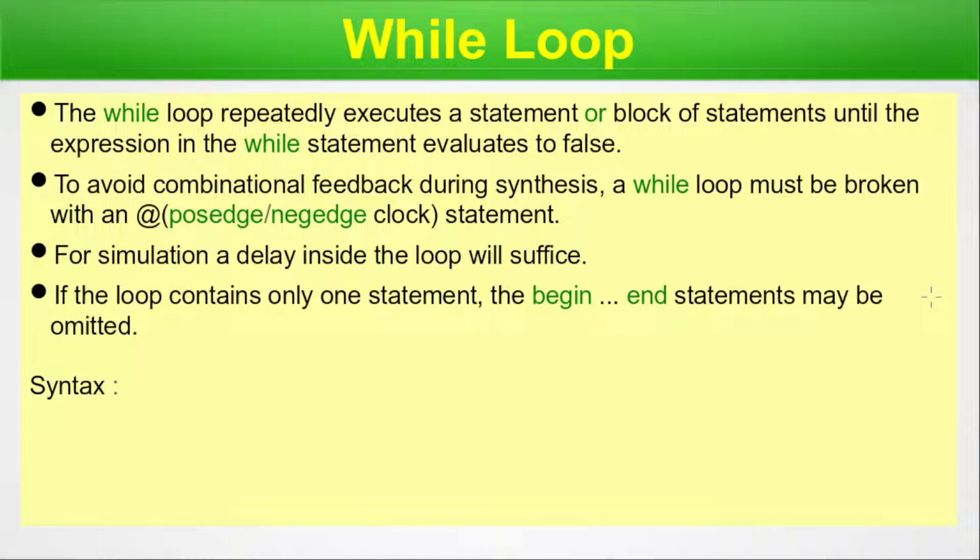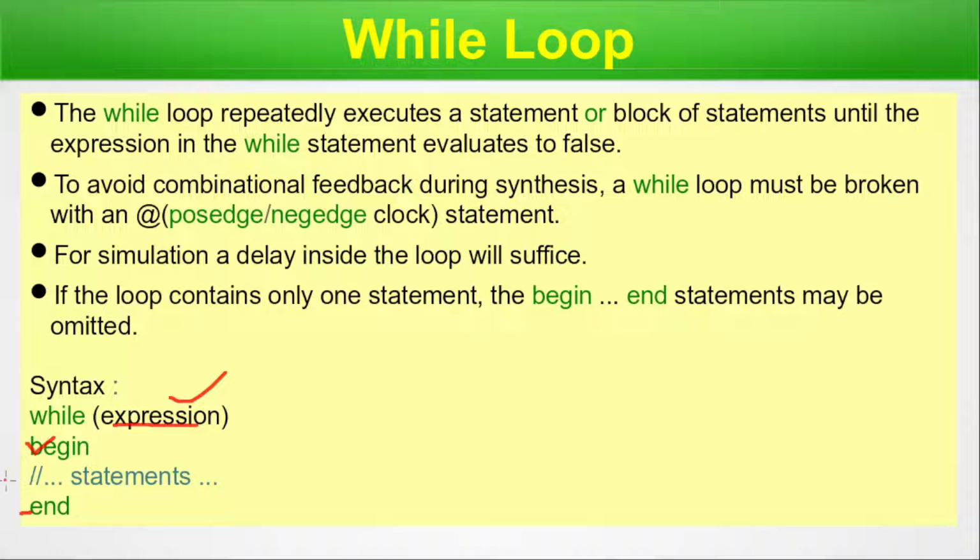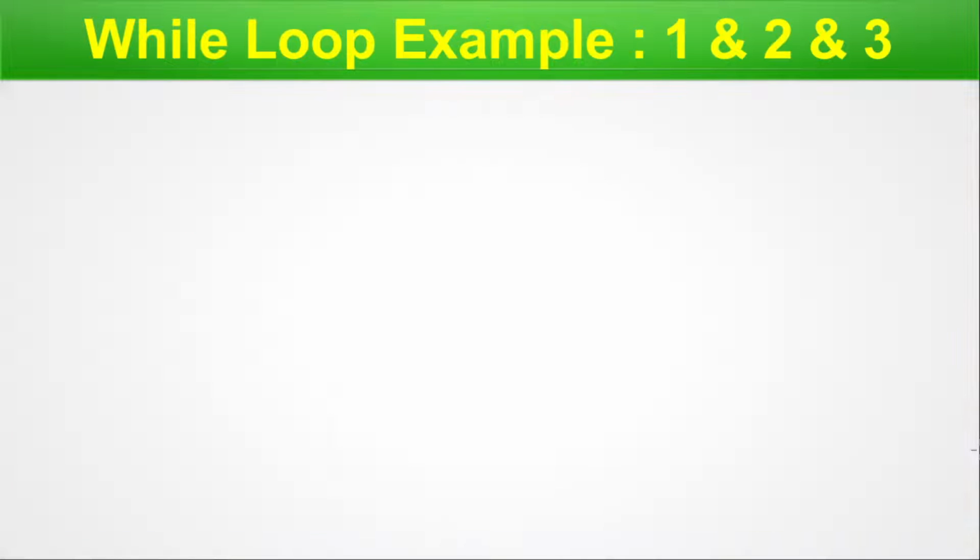Here we will see the syntax. The syntax is while, followed by an expression, which has to be true. Then we have begin and the statements which will be executed inside the while loop, and we end it. This begin and end ensure there can be multiple statements here. We are done with the definition and syntax of the while loop, and let us proceed to its example.